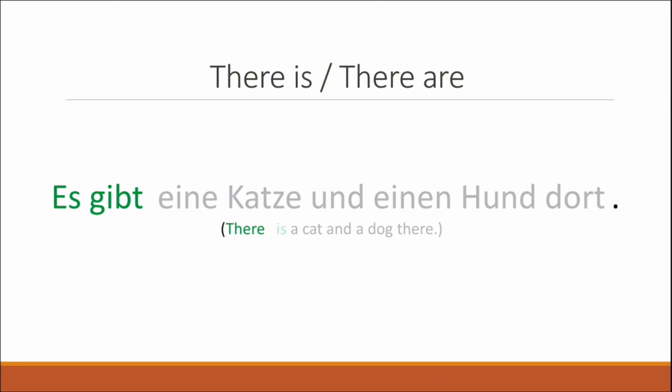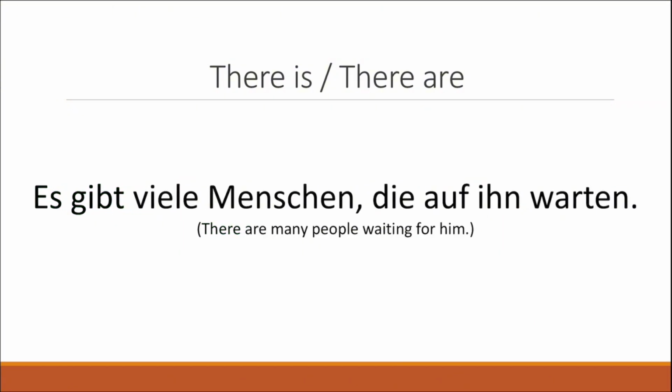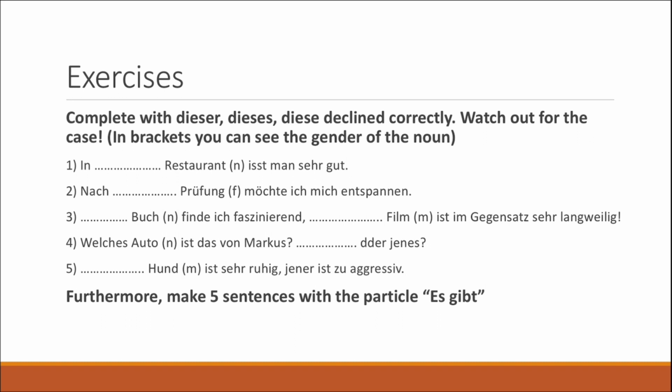But as we said, it's not important whether the nouns we're talking about are singular or plural, because we simply use es gibt. Here in the sentence, you can see es gibt viele Menschen, die auf ihn warten, which means there are many people waiting for him. And we're still using es gibt, even though we're talking about many people. So that was it for there is and there are. We simply use es gibt.